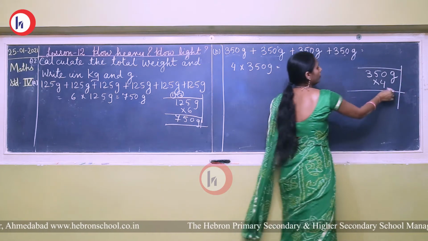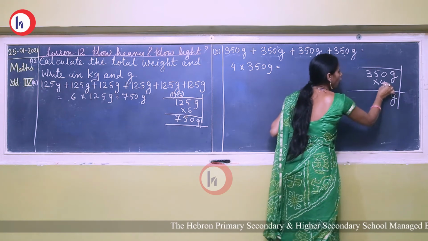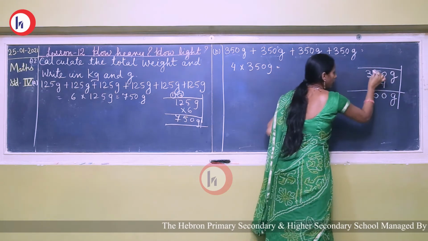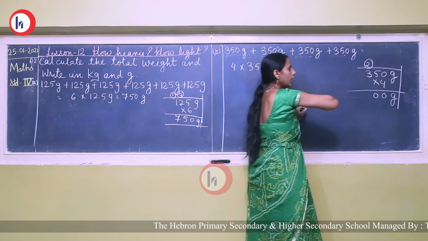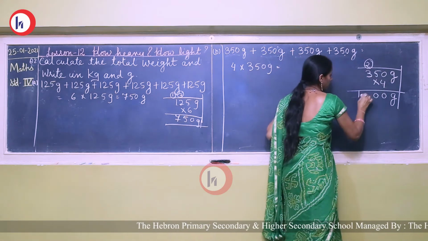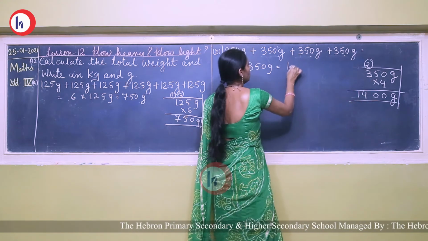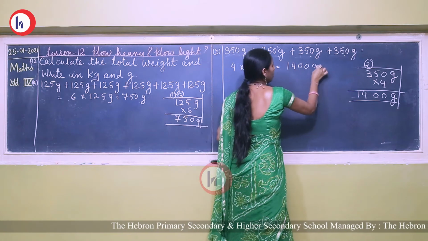Okay, so 4 multiplied by 0, 0. 4 5s are 20, 0 will be here and 2 will be carried forward. Now 4 3s are 12, 12 plus 2, 14. Okay, so the answer is 1400, that means 1400 gram.